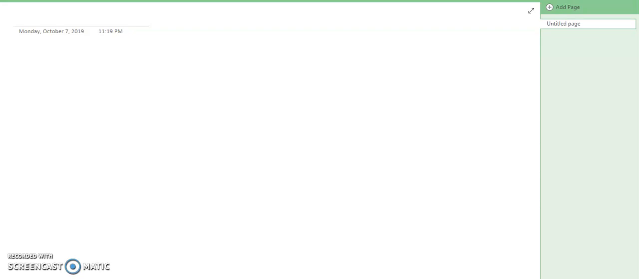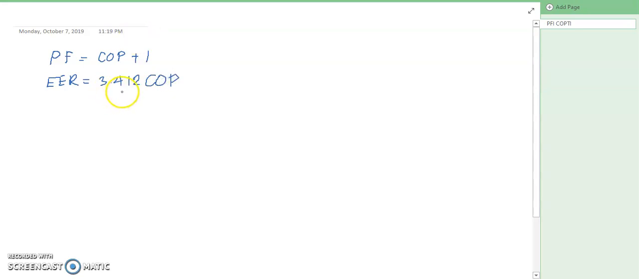Okay, so for our part 4 ng formulas, in relation with COP, pwede pa rin natin computein yung performance factor na tinatawag. So we have PF is equal to COP plus 1. And of course, we have the energy efficiency ratio. So we have EER. That is what? 3.412 ng COP.